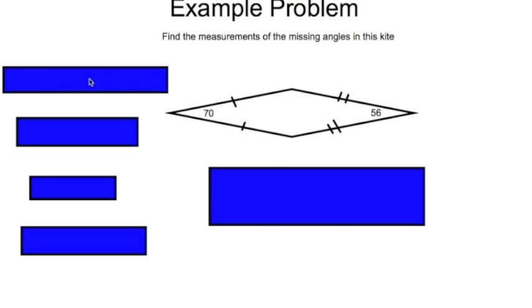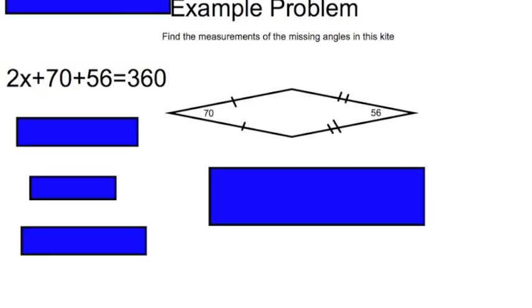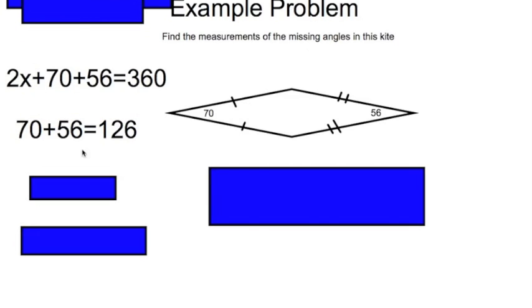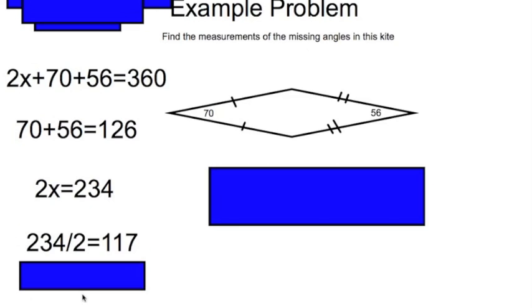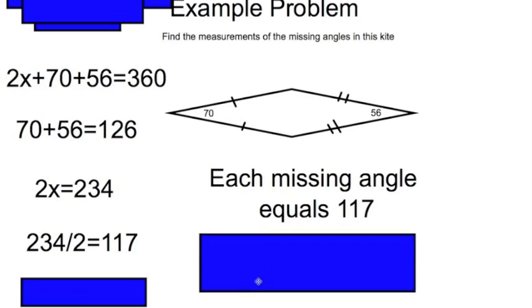Ew, this one looks scary too, but don't worry, I bet you can work this one out just as well. So first, let's generate a formula. Remember that the interior angles of a quad always equal 360 degrees, and that the two angles not noted in this kite are congruent to each other. So our proper formula should be 2x plus 70 plus 56 equals 360. Now we add up like terms, so 70 plus 56 is 126. So let's put all like terms on the same side. So 2x equals 234, and we divide 234 by 2, and that's 117.